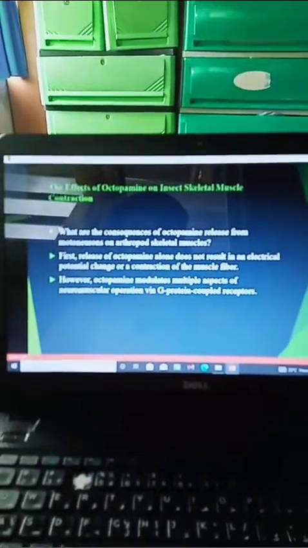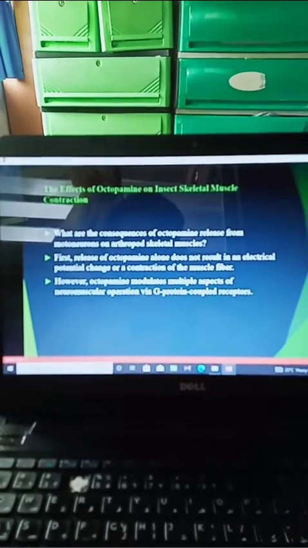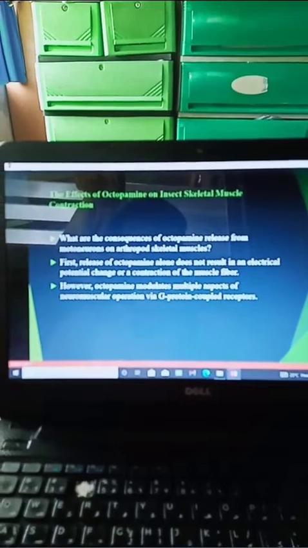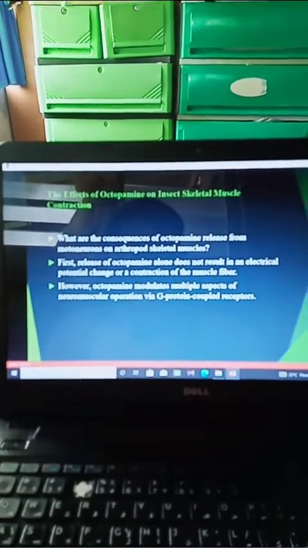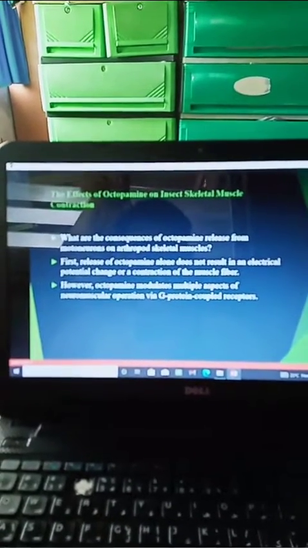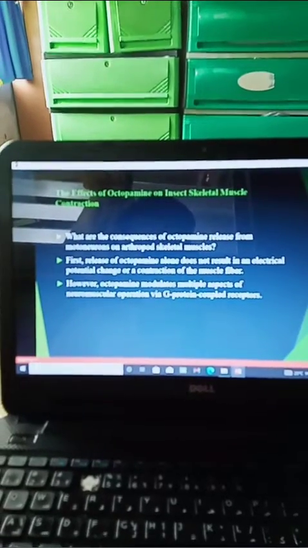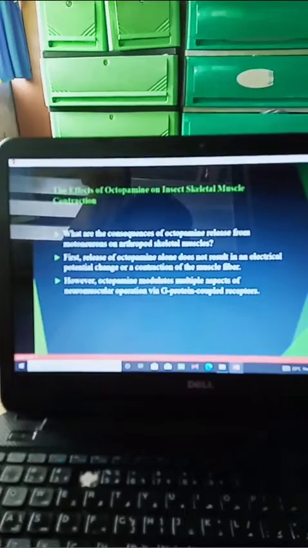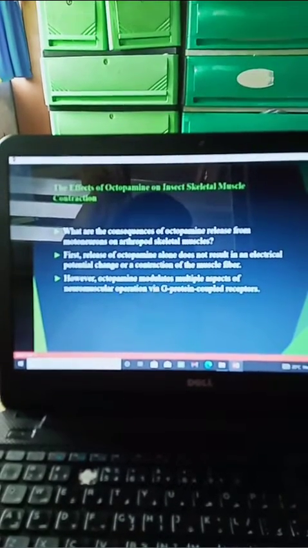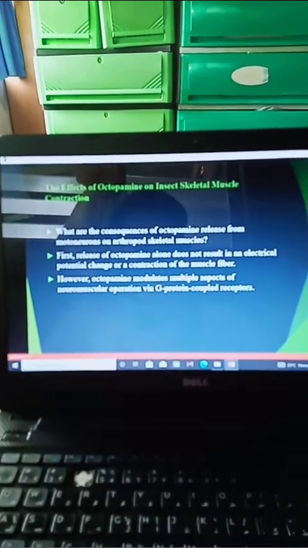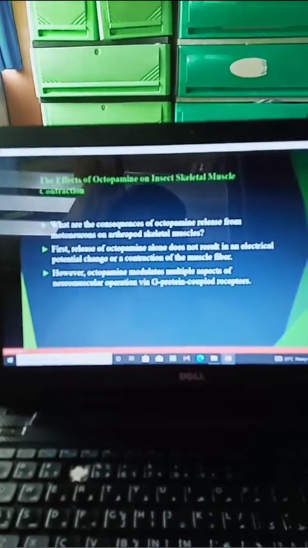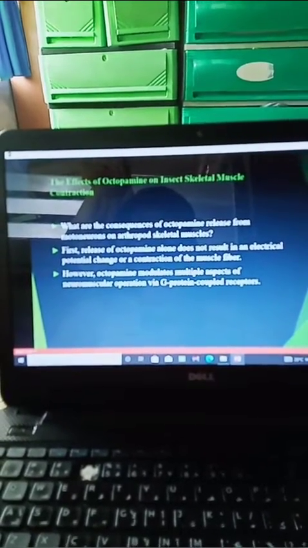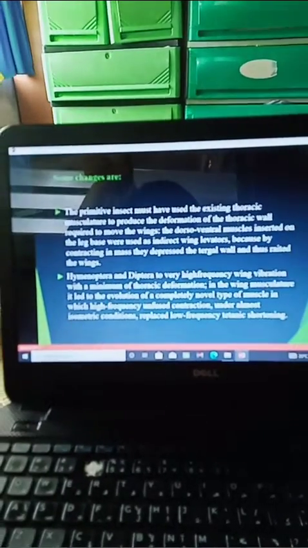The effects of octopamine in the insect skeletal muscles. What are the consequences of octopamine release from the neurons onto skeletal muscles? First, release of octopamine alone does not result in an electrical potential change or the contraction of the muscle fiber. However, octopamine modulates multiple aspects of neuromuscular operation via G-protein coupled receptors.